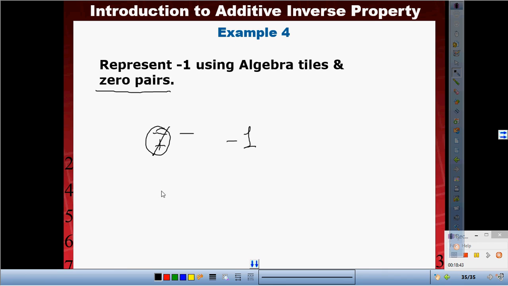So now you write your own example of a -1. This is my example, using 0 pairs and integer tiles. Then I'll use a randomizer to call on somebody to give me their example.